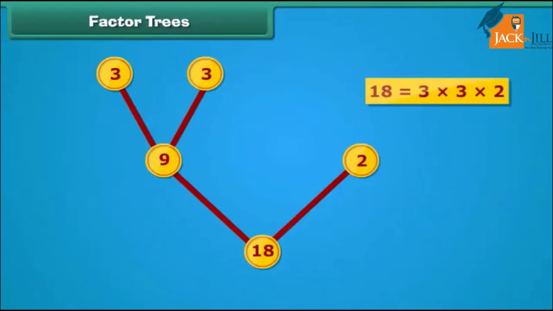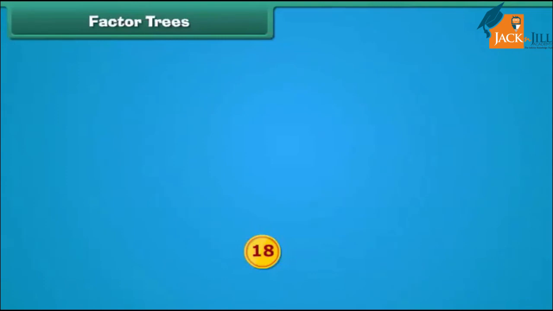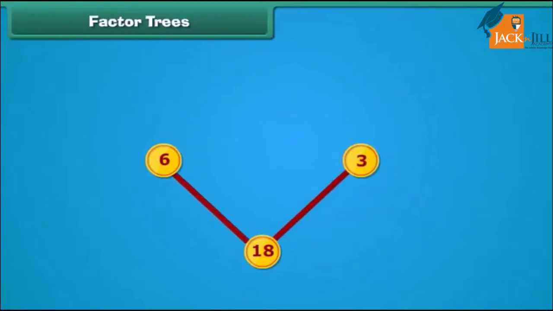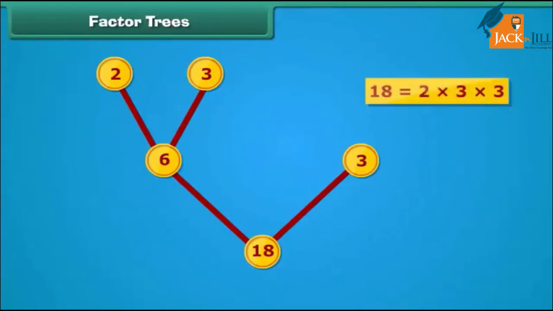18 can also be expressed as the product of 6 and 3. We draw 2 branches from 18, mark one as 6 and the other as 3. 6 can be written as the product of 2 and 3. We draw two branches from 6. Mark one as 2 and the other as 3. The factor tree is complete. We can again write 18 as the product of 2, 3 and 3.